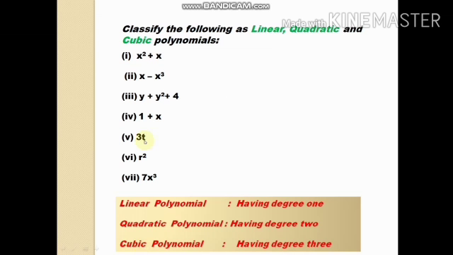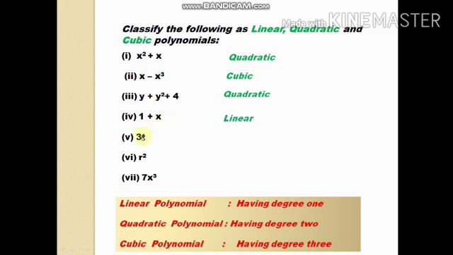Let's see which type of these polynomials are. In first part, x square plus 2, you can easily see here the degree is 2. So it is a quadratic polynomial. In second part, the degree is 3. So it is a cubic polynomial. In third part, y plus y square plus 4, the degree of this polynomial is 2. So again it is a quadratic polynomial. Fourth part, 1 plus x, here the degree of this polynomial is 1. So it is a linear polynomial.